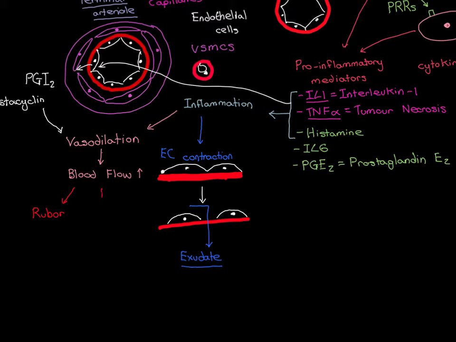In addition, the inflamed area becomes hot. That is, in Latin, referred to as calor. So calor refers to the area becoming hot. Again, that is because of the increased blood flow. If you've got more blood, which is hot, flowing through an inflamed area, that will make the area hot. So rubor and calor are two of the four major pillars of inflammation.